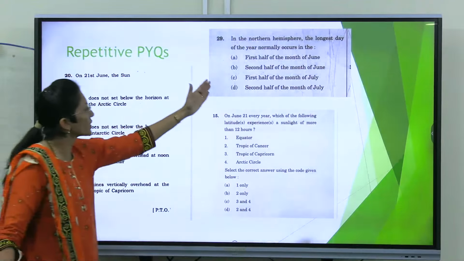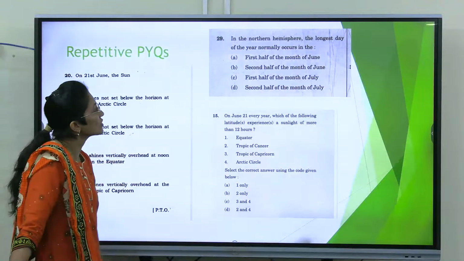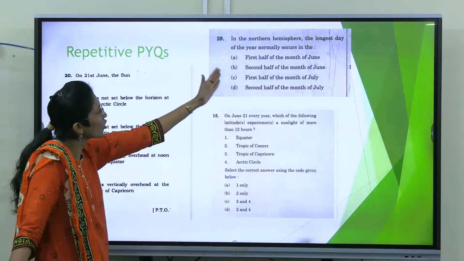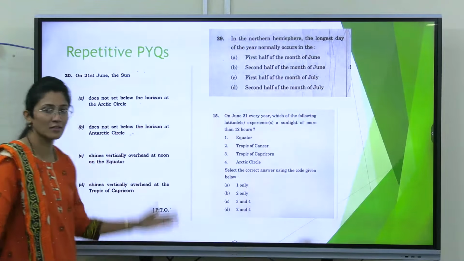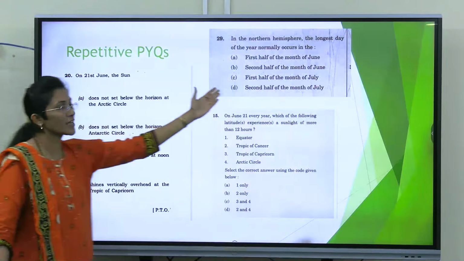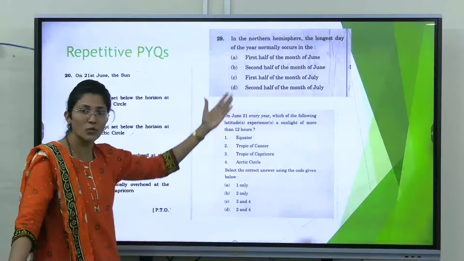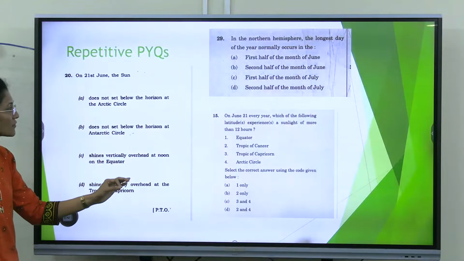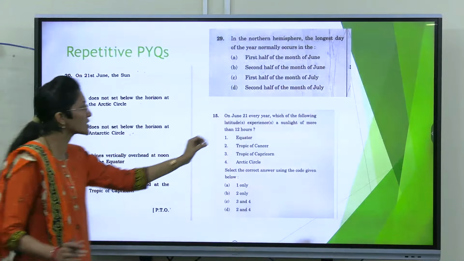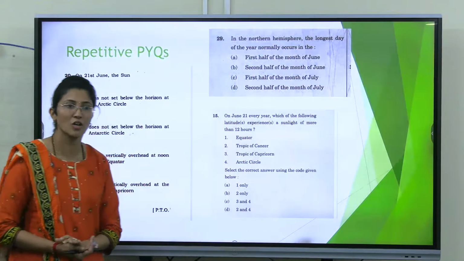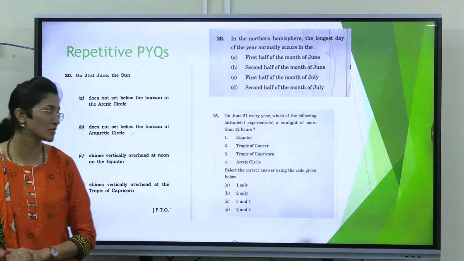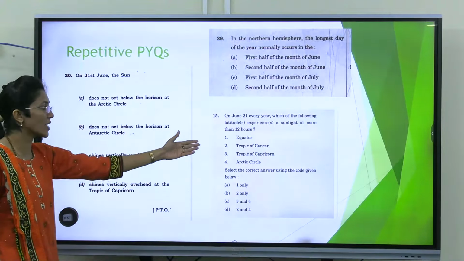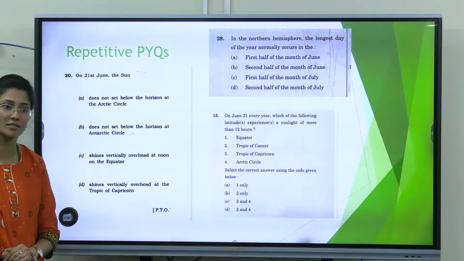Look at the 2022 question. In the northern hemisphere, the longest day of the year normally occurs in the second half of the month of June. Look at the 2024 question. On June 21st every year, which of the following latitudes experience sunlight of more than 12 hours? Longer days. Tropic of Cancer and Arctic Circle. Same question.